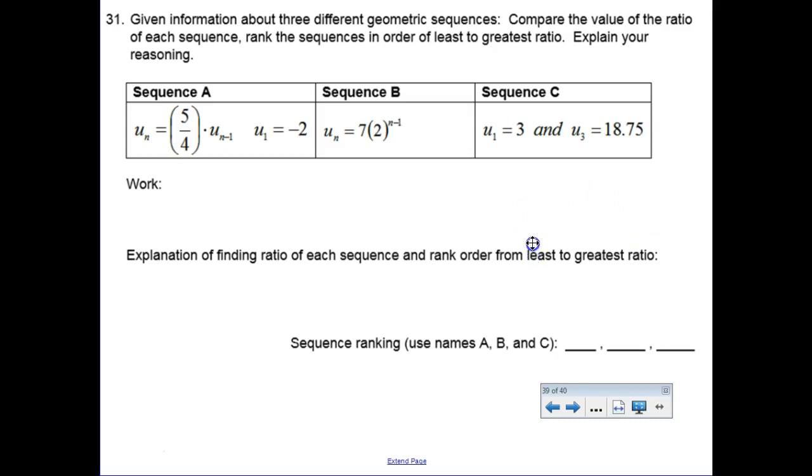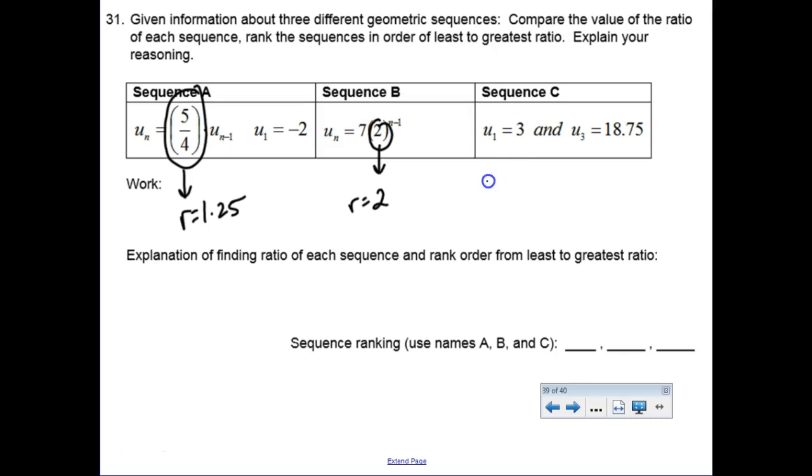Alright guys, almost home free. I love this question. 3 different sequences. Let's check them out. So they want to know, compare the value of the ratio for each sequence. And they want you to rank them from least to greatest ratio. And then explain your reasoning. So let's look at the work here, guys. This is a recursive formula, and the common ratio for this one is 5/4, which is 1.25. Decimals might be your friend rather than fractions. This one, clearly the common ratio is 2.